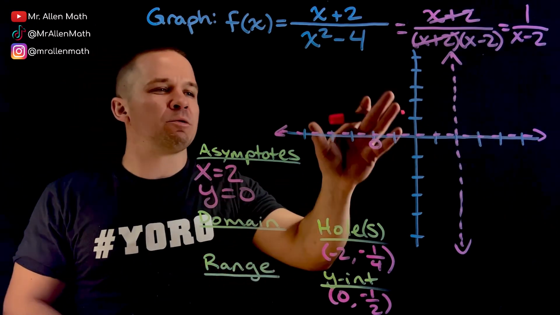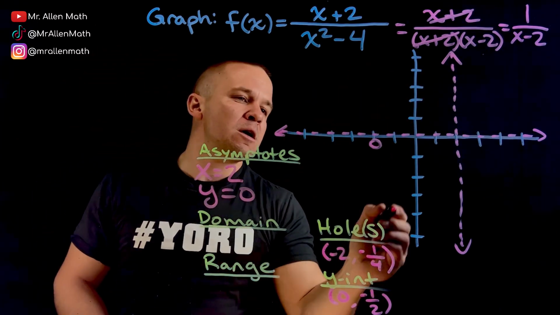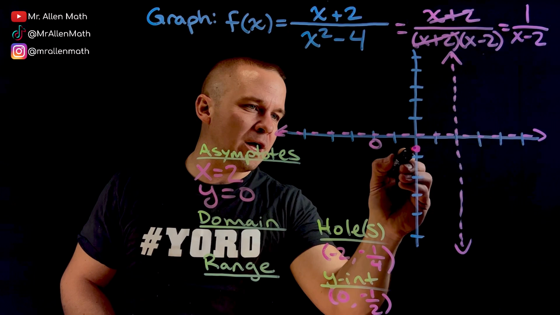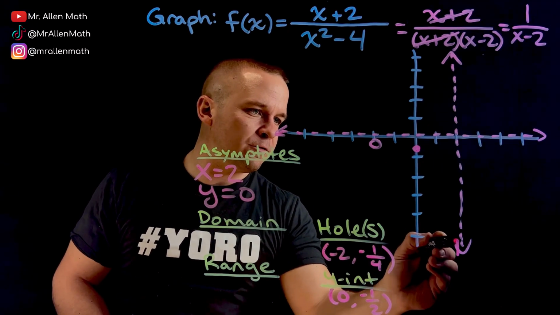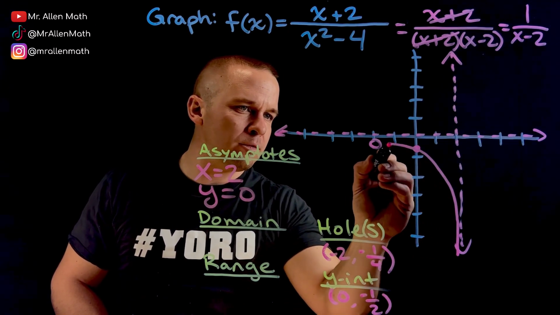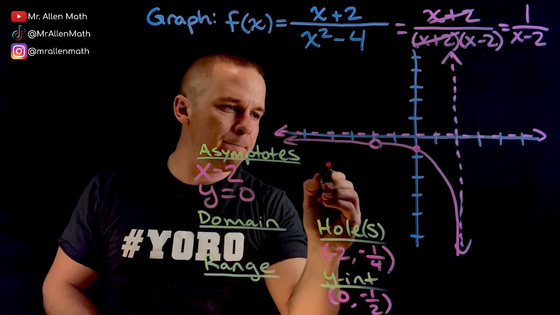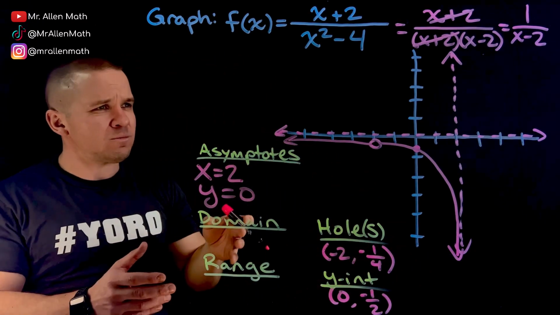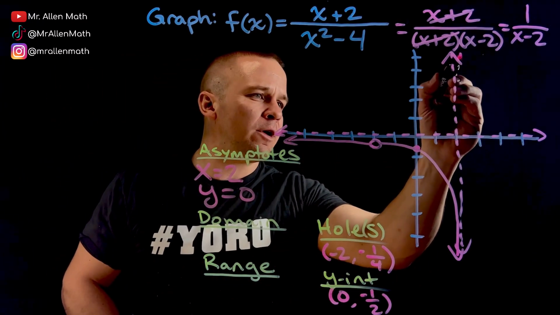Doesn't always work out that way with the factored form if things don't cancel. So 0, -1/2. Go ahead and plot that point there. And I'm going to have a graph looking something like that. Jump over the hole there. Boom. Beautiful. All right, now my other part is going to be right over here.